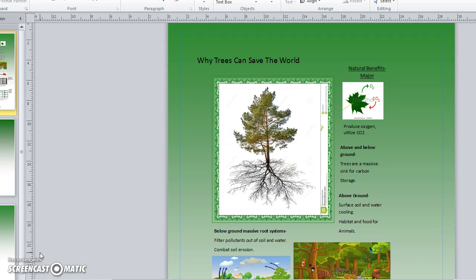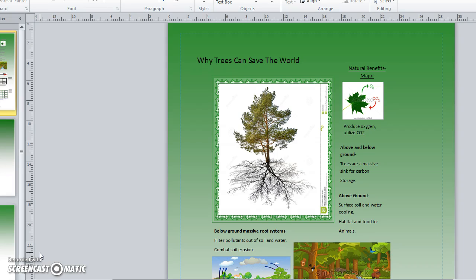trees perform. The specific operations are the different things that happen above and below the ground. So if you look at the first picture on the right of a tree leaf with O2 and CO2, I wanted to explain to them that trees produce oxygen and utilize the CO2. And then above and below ground, trees are a massive sink for carbon storage.